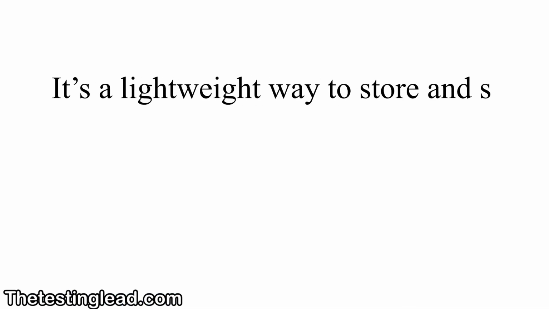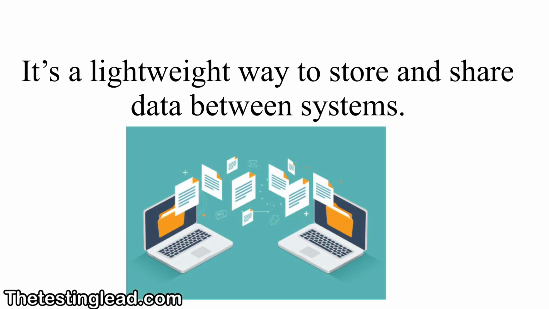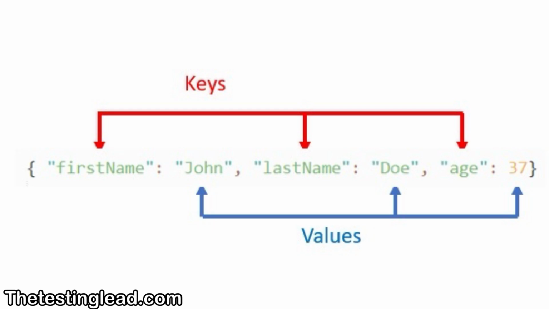Let's get started. Starting off as simple as possible, let's define what is JSON. JSON is an acronym for JavaScript Object Notation. It's a lightweight way to store and share data between systems. Think of it as a universal language of data that we can understand, but also computer systems can understand as well. Breaking down a JSON file, we have a collection of key value pairs.